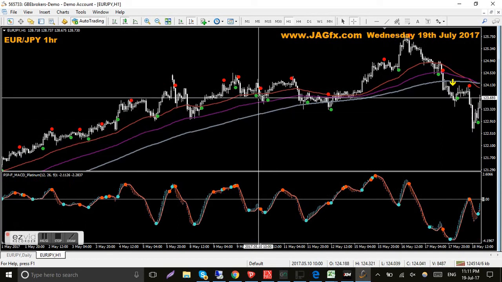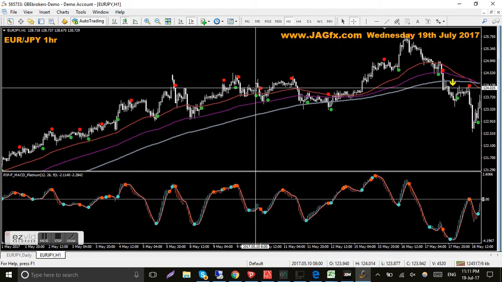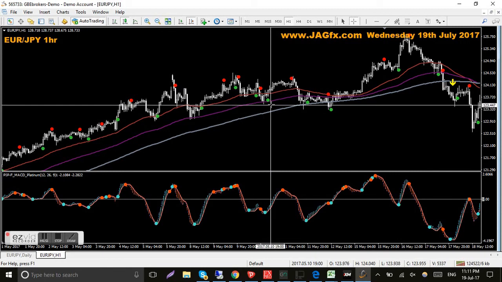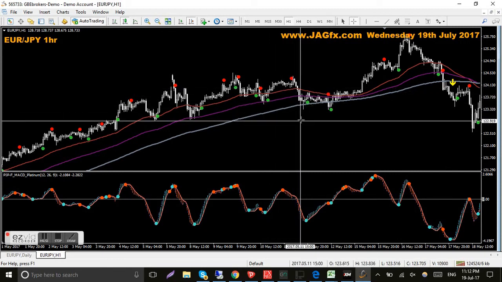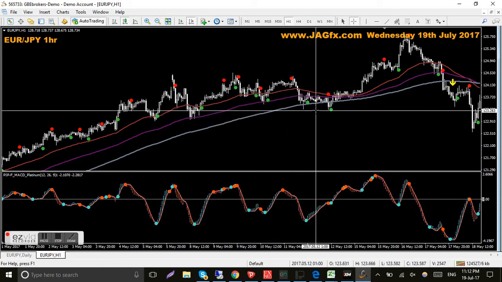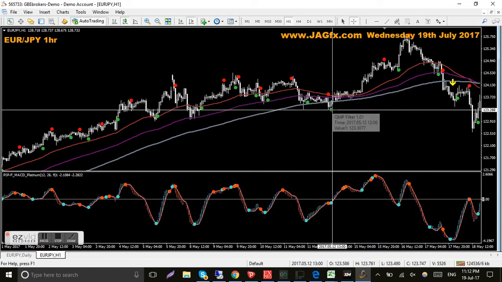This one here, possibly stopped out, but then again you pick up this one, make up for the loss. Here, nice double bottom, you probably wouldn't have been stopped out. Double bottom price, take the second one and off you go.